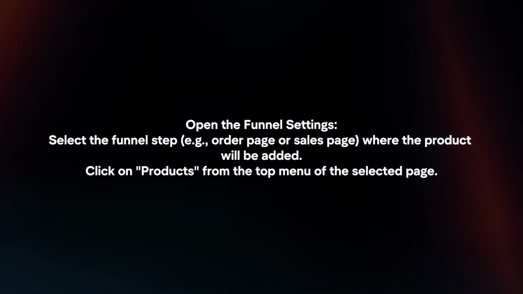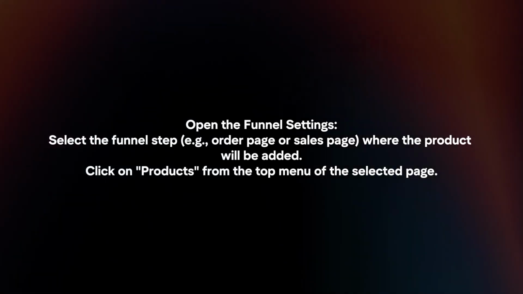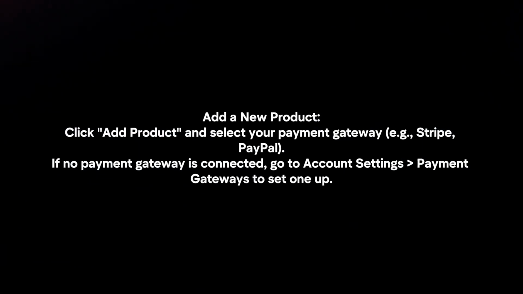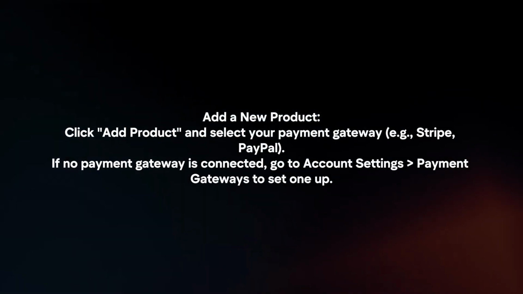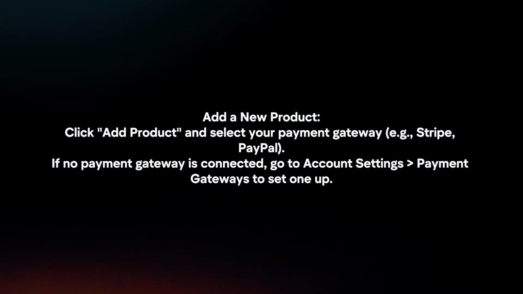Open the funnel settings. Select the funnel step where the product will be added. Click on Products from the top menu of the selected page. Add a new product. Click Add Product and select your payment gateway. If no payment gateway is connected, go to Account Settings, Payment Gateways to set one up.